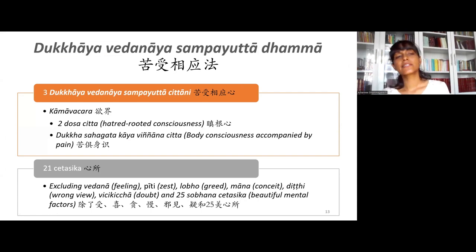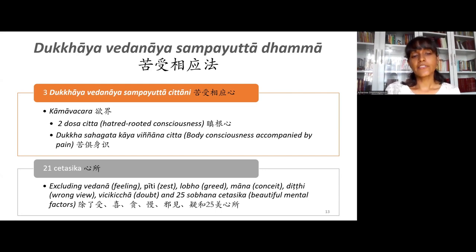Now we move on to the next term, Dukkhāya, Vedanāya, sampayuttā, dhammā. And under this term, we get 3 chitta, 3 consciousness. And all 3 of these are kāmāvachara. They belong to the sense sphere plane. So these are the 2 dosa chitta, hatred-rooted consciousness, and the dukkha sahagata kaya viññāna, body consciousness accompanied by pain. And these are associated with 21 cetasika. And how do we get 21? It's because Vedana, Piti, Lobha, Mana, Ditti, Vichikiccha, and the 25 Sobhana Cetasika are excluded from this term.